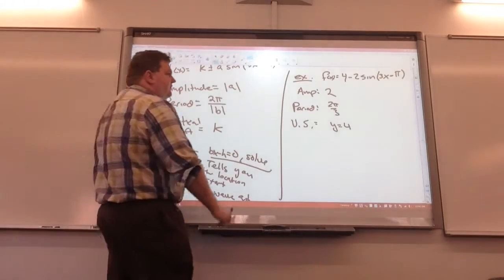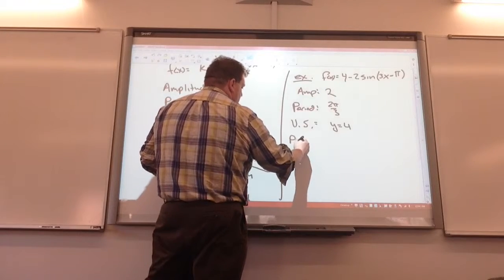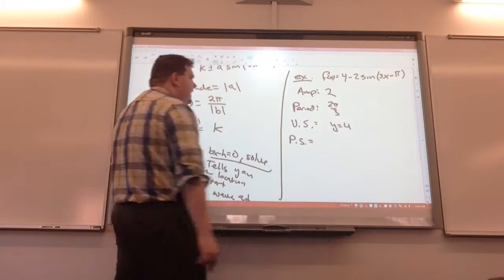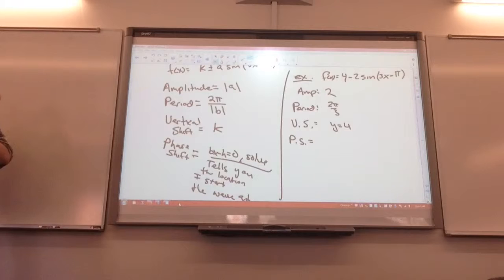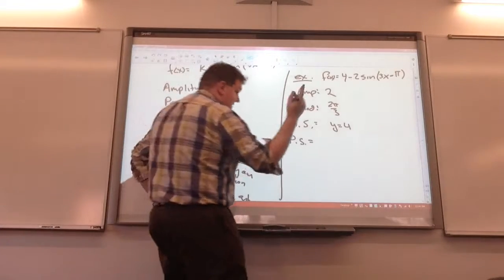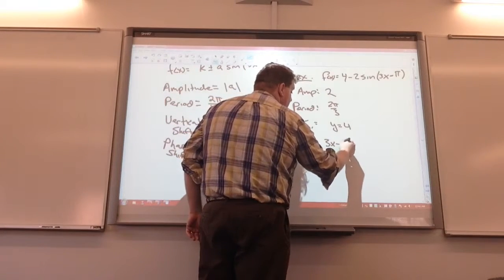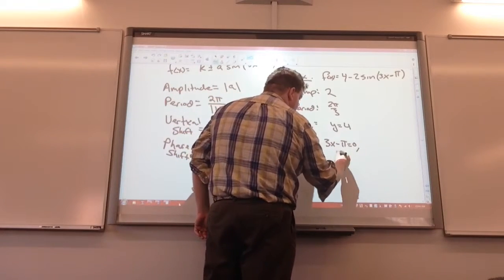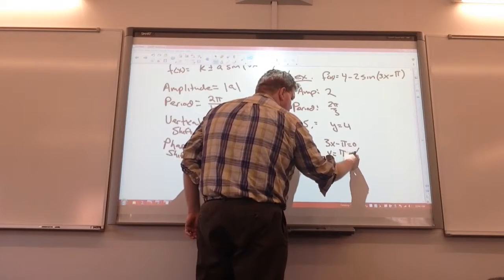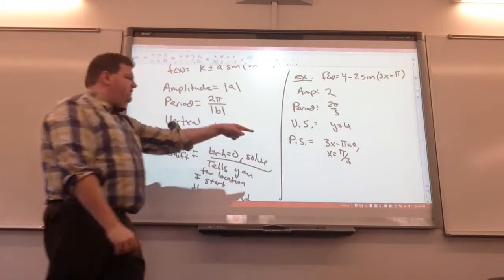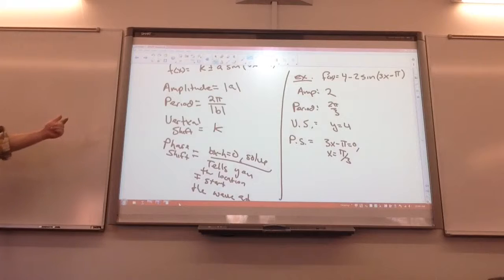Okay, and the phase shift. The phase shift, remember, is going to tell you my new starting point. How would I figure that out? I set 3x minus pi equal to 0 and get pi over 3. So that's telling me now where my graph starts. I'm going to start the graph at pi over 3 now.